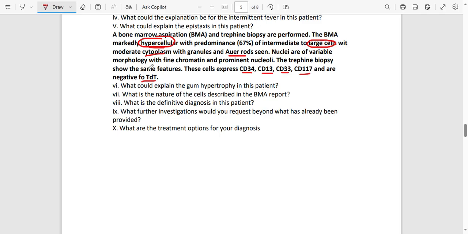Thank you so much. So these are, yes, immature cells. These are blast cells, the myeloblasts. Okay, we can do the next. What is the definitive diagnosis?